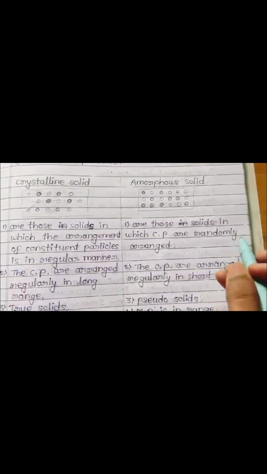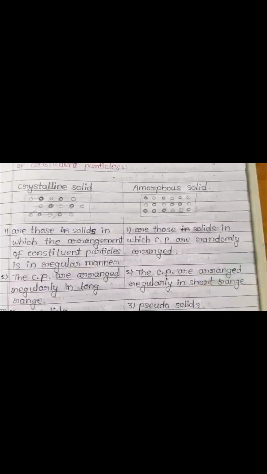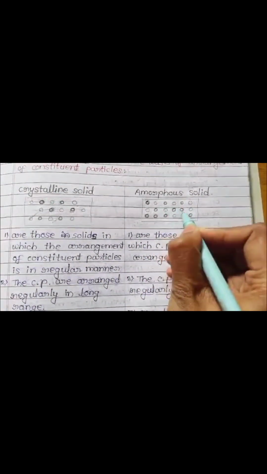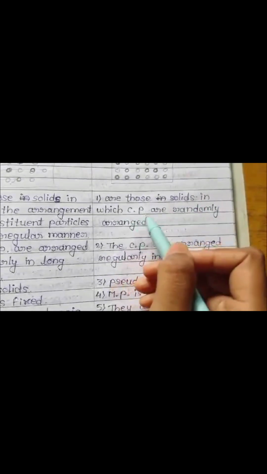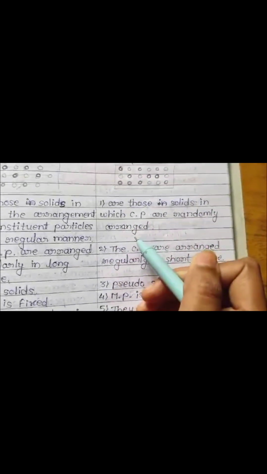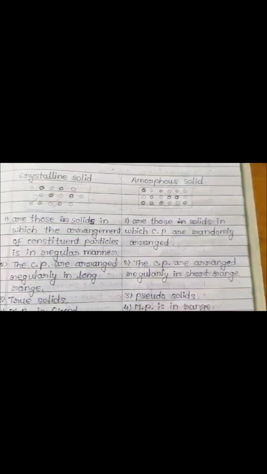And opposite to this, amorphous: if constituent particles are randomly arranged, then it is called amorphous. For example, here it can be randomly arranged. These are those solids in which constituent particles are randomly arranged. Is it clear? Yes.